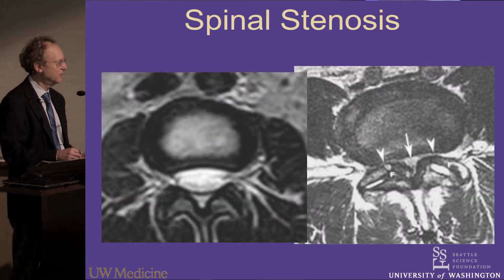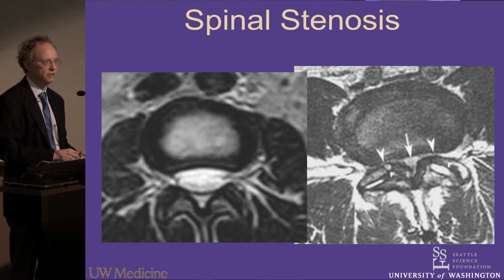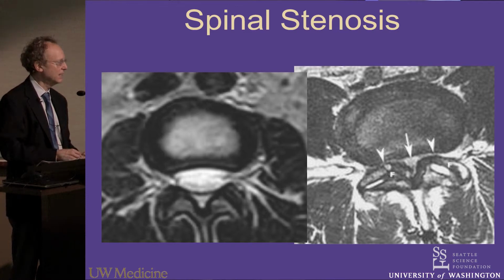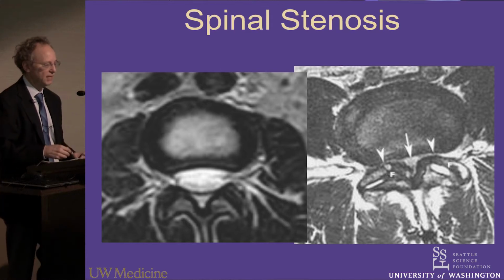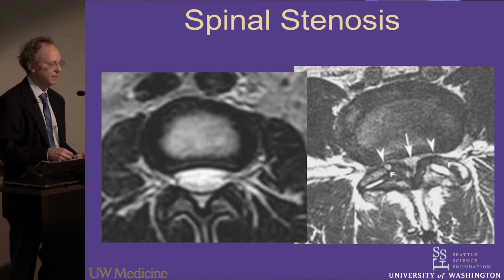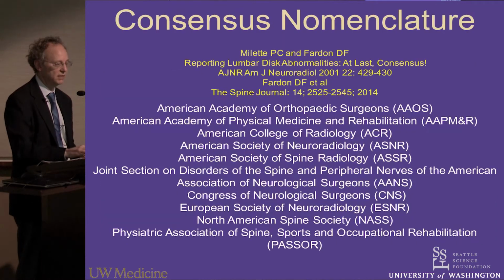And you compare the stenotic level to an adjacent or near adjacent normal appearing level. So on the left is a normal appearing level at the disc level, and of course a highly stenotic level on the right side with the triad of facet hypertrophy, ligamentum flavum buckling, and diffuse disc bulge causing severe central stenosis.